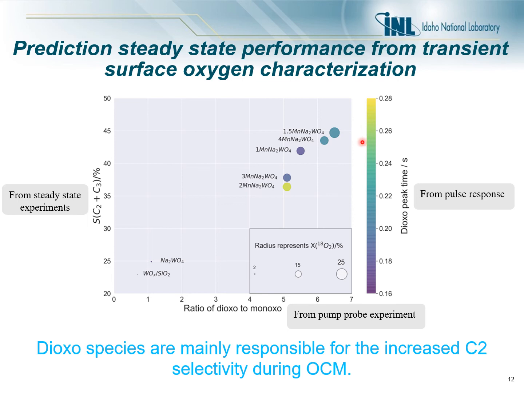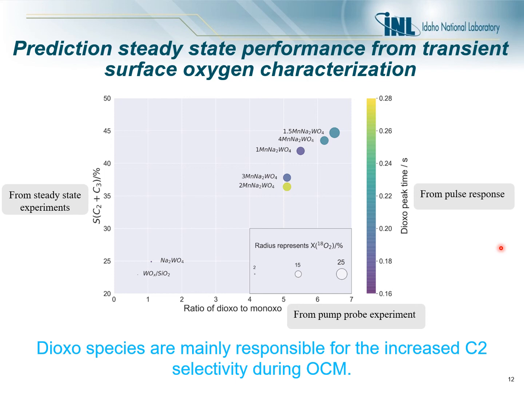On the steady-state performance and also on the catalyst surface oxygen species composition. The y-axis information was obtained from the steady-state performance, and the x-axis information was from the 16O2 and 18O2 pump-probe experiment. The color bar represents the dioxo species desorption peak time, and the diameter of the circles represents the 18O2 conversion level. The 18O2 conversion is an indicator of oxygen activation efficiency, or its oxygen activation ability. This figure indicates that the higher the ratio of dioxo to monooxo species, the higher the selectivity of C2C3 product. And also the higher ratio of dioxo to monooxo species leads to higher 18O2 conversion. That means higher oxygen activation ability.